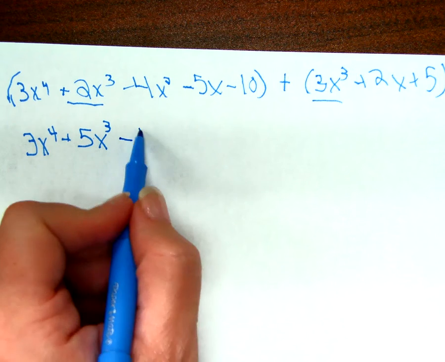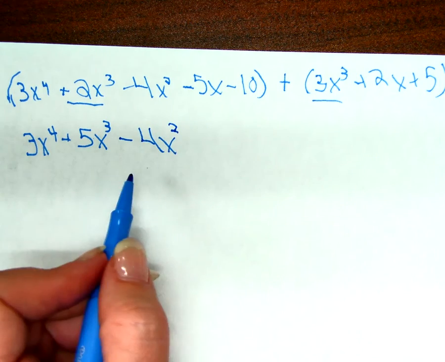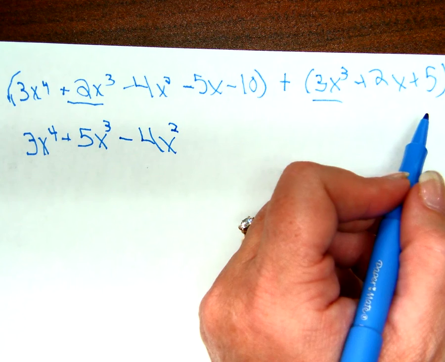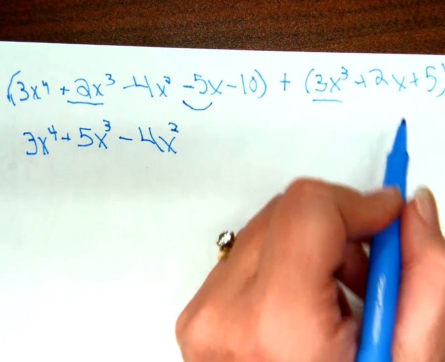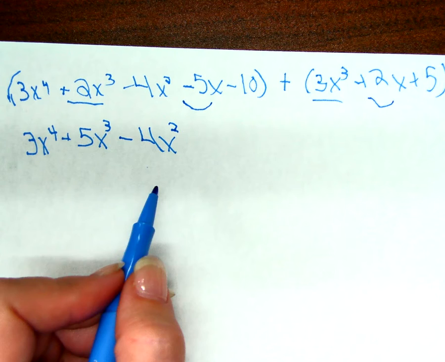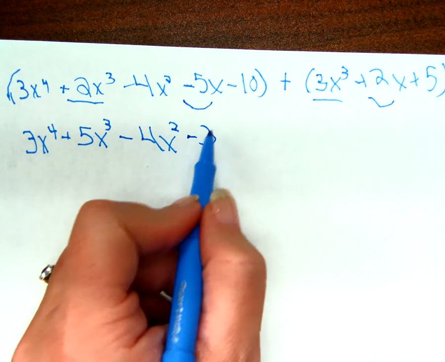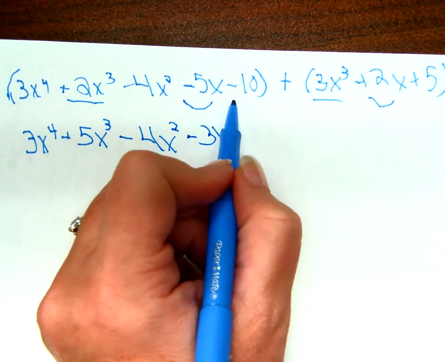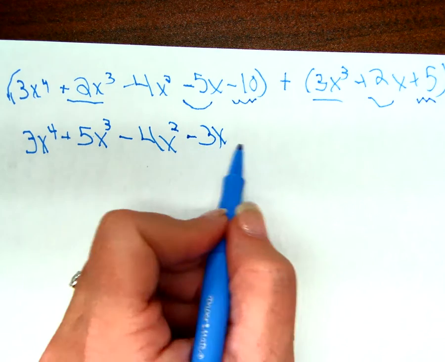So negative 4x squared. There's nothing to add to it, though. There's not an x squared over here. Is that okay? Yeah. Then I have negative 5x and 2x. So negative 3x. And then we have minus 10 plus 5. Minus 5.